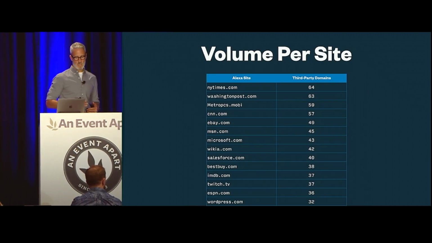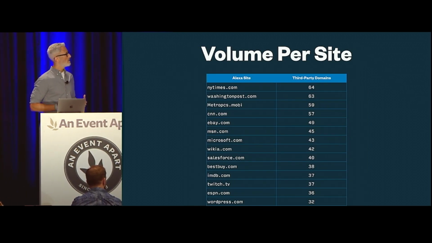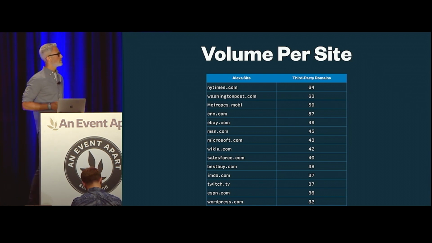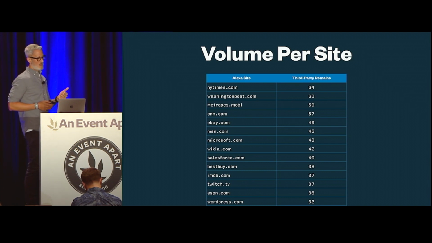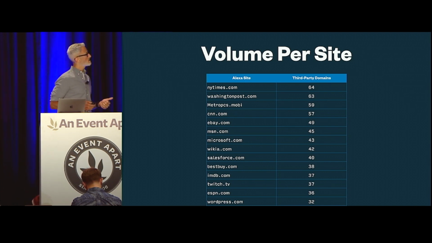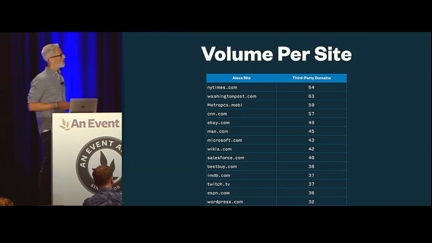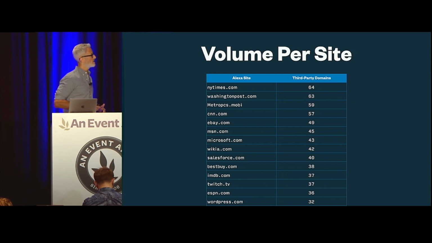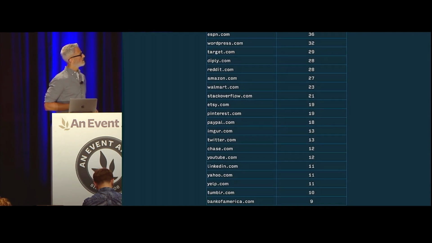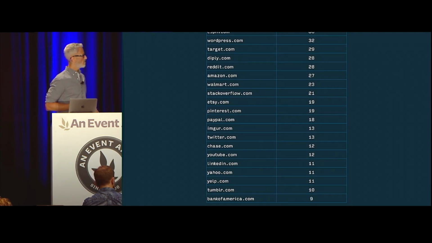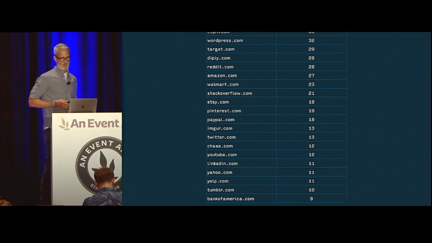Now let's look at individual sites, how many third parties are loaded with each. Again, these aren't requests. These are just unique domains, so it excludes multiple requests from the same domain. You can kind of see New York Times has 64. This was done earlier this year, so maybe that number's changed for all of these. Washington Post has 63. And then you can see news sites are kind of similar all the way down, and then also a lot of e-commerce sites. And then you notice there's some that have very few. Bank of America has 9, Chase has 12, LinkedIn 11, surprising.